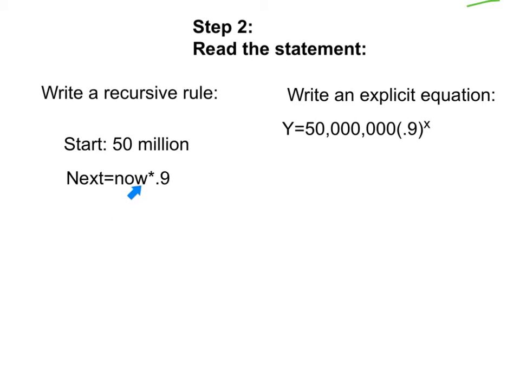Write a recursive rule. So it is now next. So the start is 50 million, and now would be the 50 million times 0.9, and we got 0.9 from 100 minus 10 is 90, so it would be 0.9. Then write an explicit equation. That is a start value, and we got that from over here, and we put it in there, and the x is the weeks people were infected.